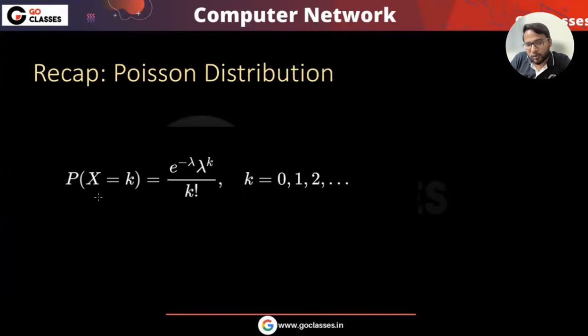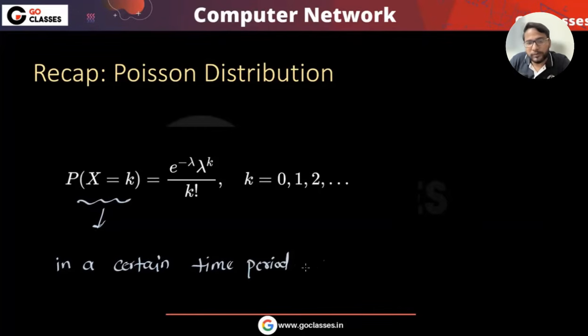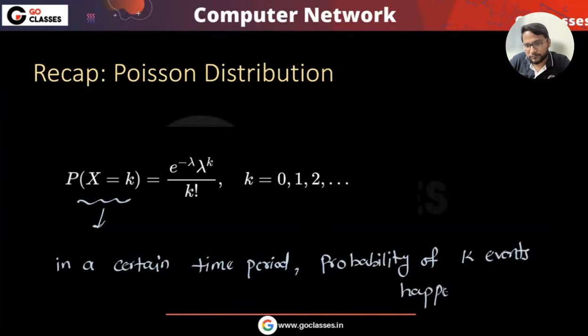What does X equal to K mean? It means that in a certain time period, the probability of K events happening. And what is lambda here? Lambda is the expectation of X in that certain time period.